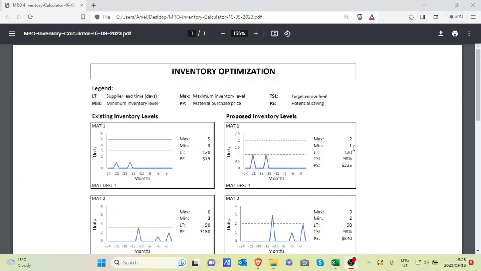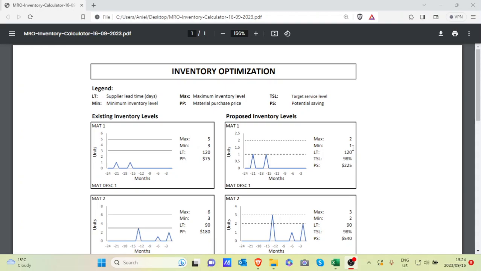Hello, everyone. Do you ever experience that you are either overstocked or running out of stock, specifically on your spare parts, your critical stock? I just want to quickly talk to you guys about an inventory optimization calculator which I've developed in Excel. The calculator basically looks at materials whose inventory levels are either too high or too low, and it generates a report in PDF format, which highlights those materials for you.